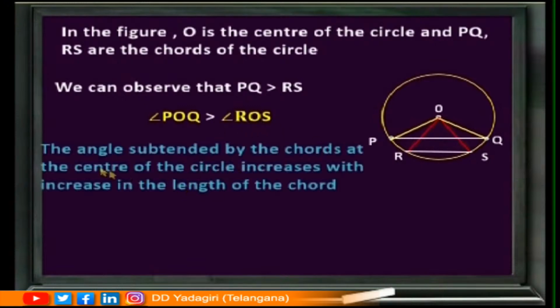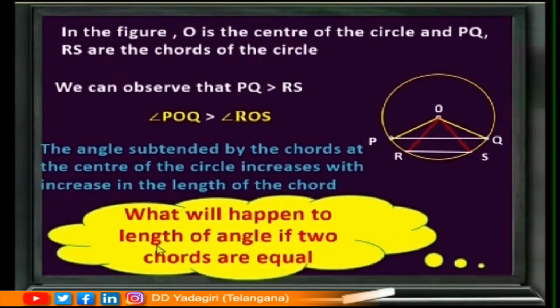So, what we can say is the angle subtended by the chords at the center of the circle increases with an increase in the length of the chord. That means, if the length of the chord increases, the angle also increases. If the length of the chord decreases, the angle also decreases, right. So, what will happen to the angles if two chords are equal?